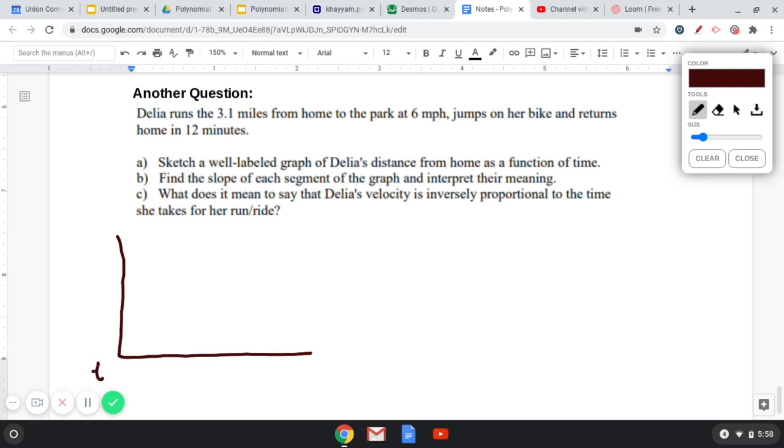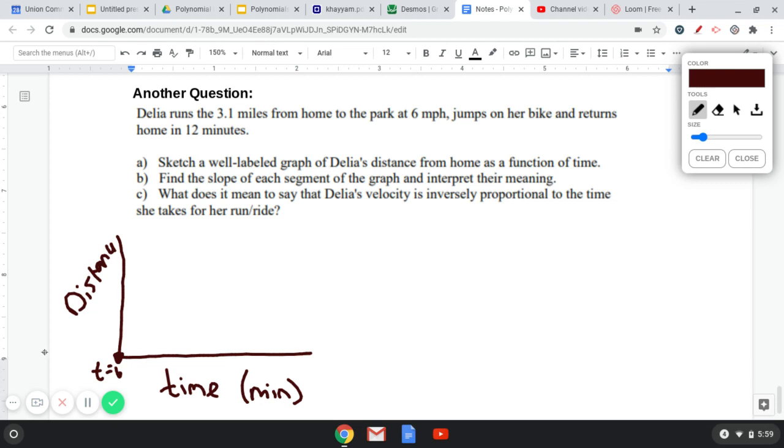So we're starting at time equals 0, and this is the distance over here. And this is the time in, let's see, let's do minutes. Okay. So our distance away from home. So we're starting at home. So we're actually starting at home when time is 0. Because remember, this is our distance away from home. So this is our first point.